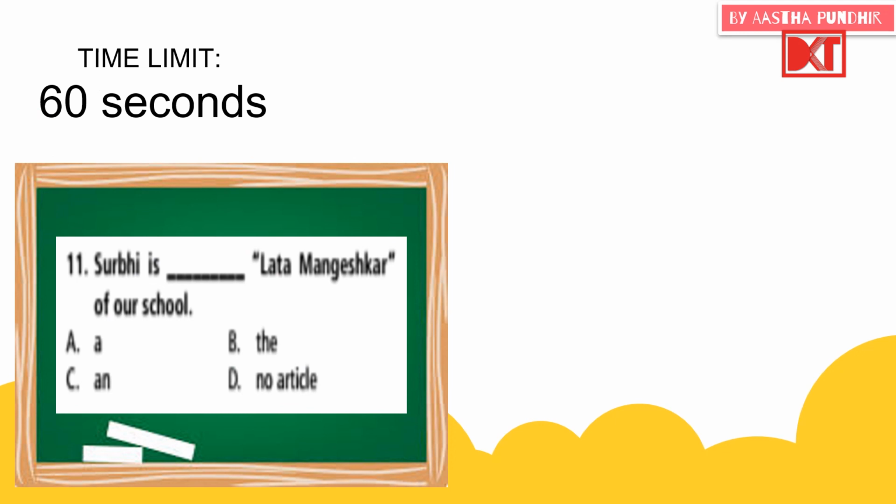Alright, here next. So B is dash Lata Mangeshkar of our school. Here again, like we did one for Newton of India, this is a title. For a title we can use, especially in the middle of the sentence, the definite article. So B is the Lata Mangeshkar of our school.